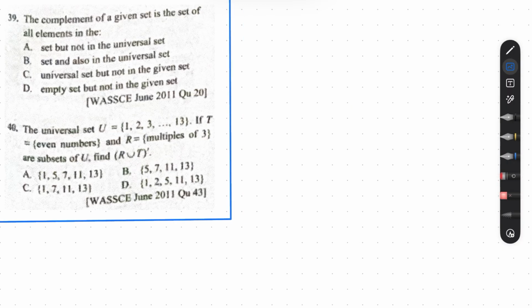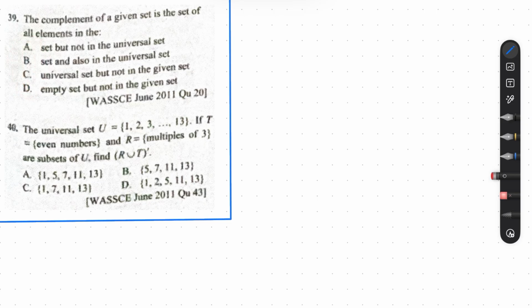Cool. The question says the complement of a given set is a set of all elements in the... So we need to define what a complement of a given set is. And we know that the complement of a given set is everything that is outside of that set but in the universal set. So elements that are in the universal set but that cannot be found in that particular set. So let's see which of these options is true.